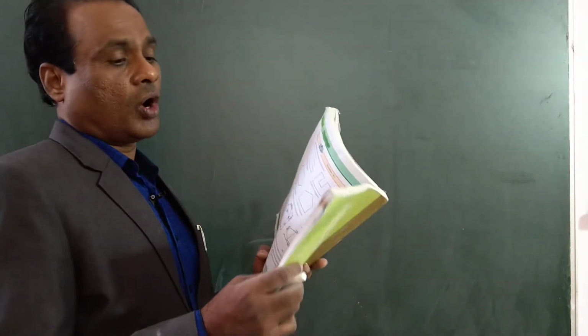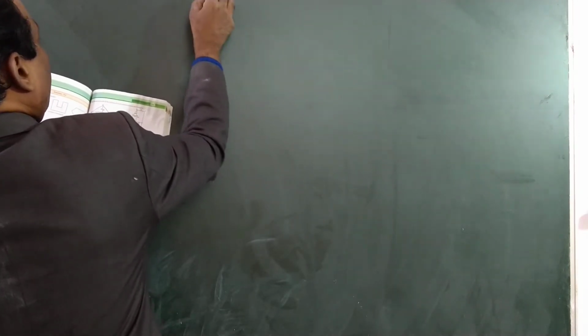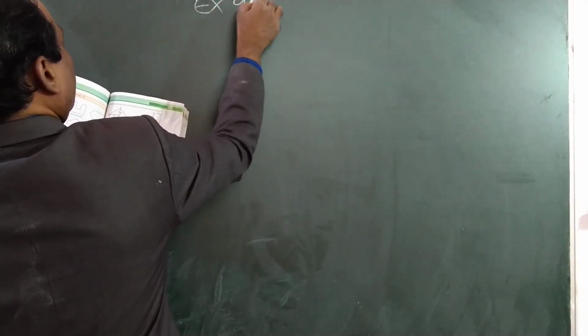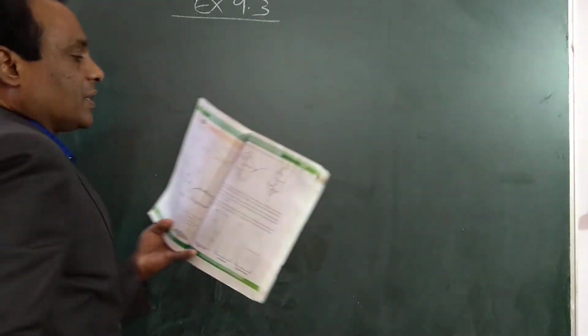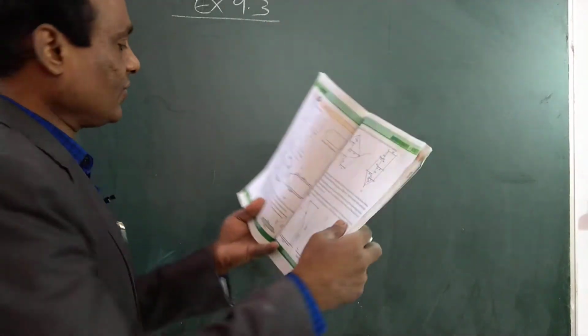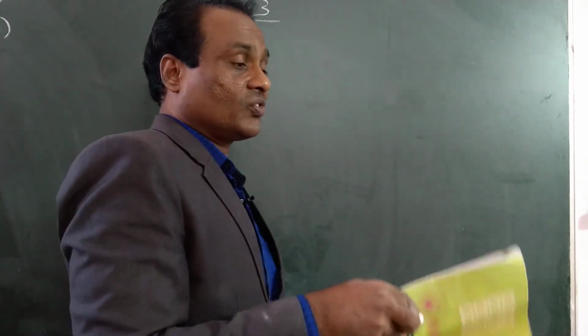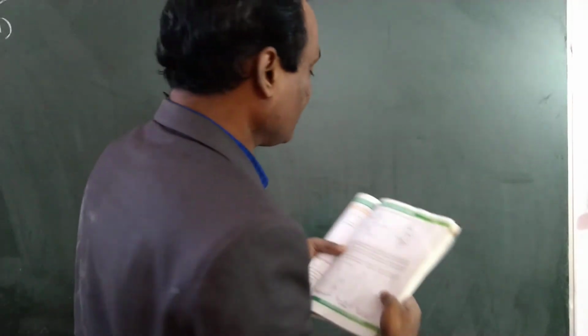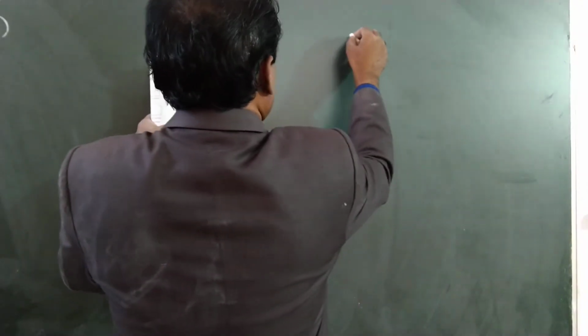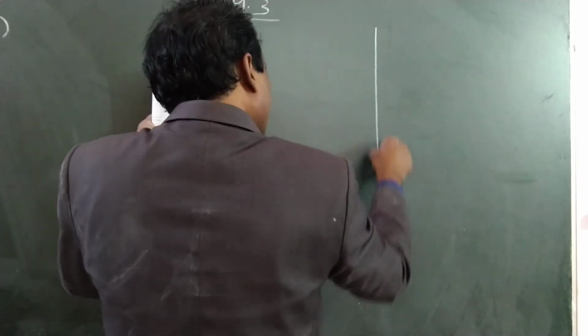So all of you open your textbook, students. Page number 219, exercise 9.3, the chapter areas of plane figures. We completed the fifth first bit. Now we are solving the fifth second bit. All the students please draw the diagram from the textbook.